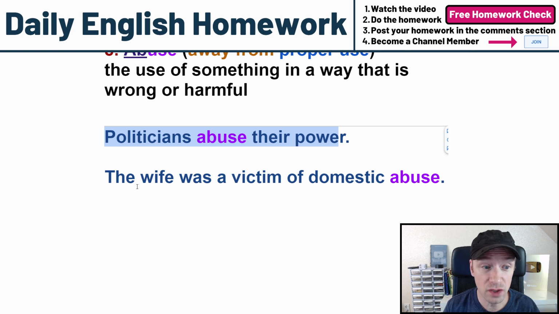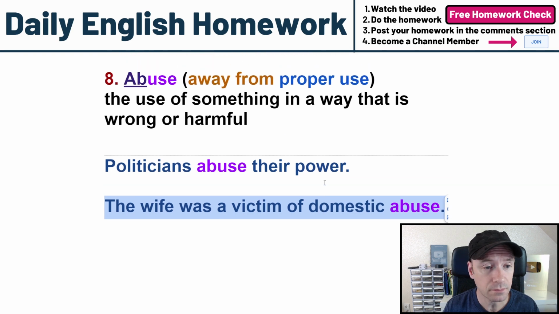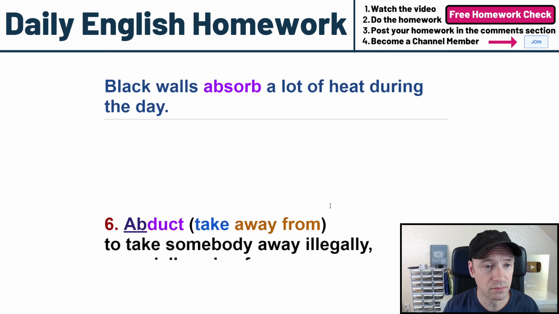And here's, unfortunately, another example of abuse. The wife was a victim of domestic abuse. So when we use domestic abuse, that means the husband or the partner was maybe hitting them, abusing them, maybe verbal abuse or physical abuse, some sort of bad thing to the wife. It's very unfortunate, but that's how we use it. So that's abuse. All right, those are the 8 words.